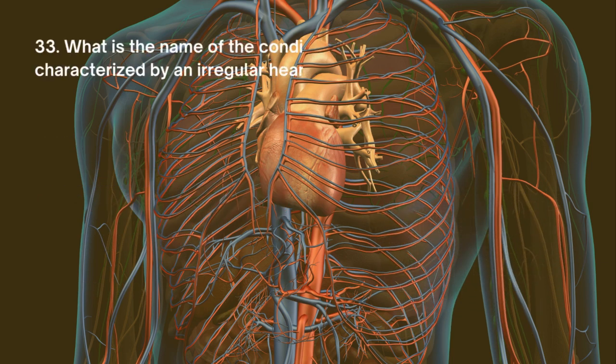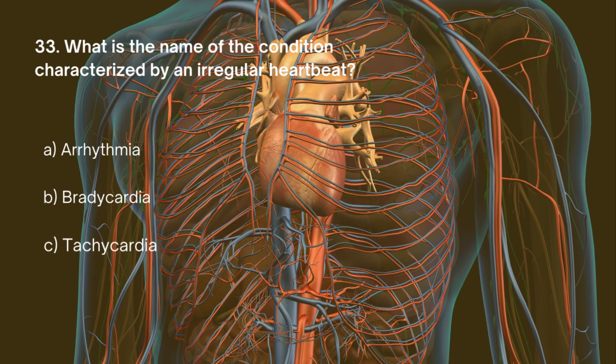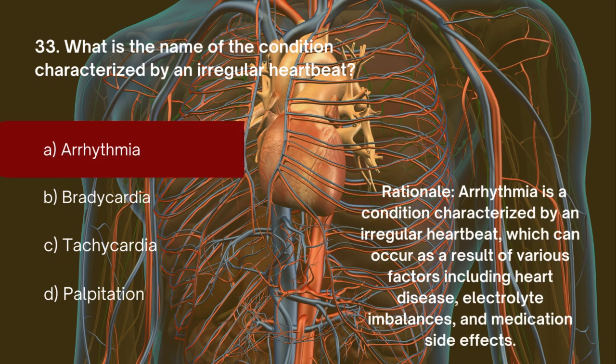33. What is the name of the condition characterized by an irregular heartbeat? A. Arrhythmia. B. Bradycardia. C. Tachycardia. D. Palpitation. Rationale: arrhythmia is a condition characterized by an irregular heartbeat, which can occur as a result of various factors including heart disease, electrolyte imbalances, and medication side effects.